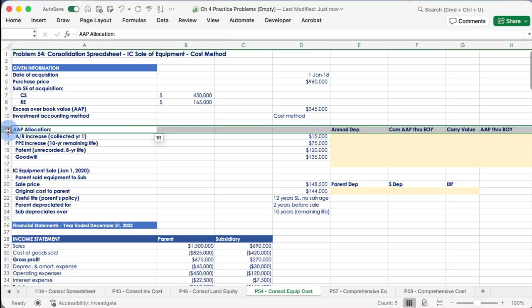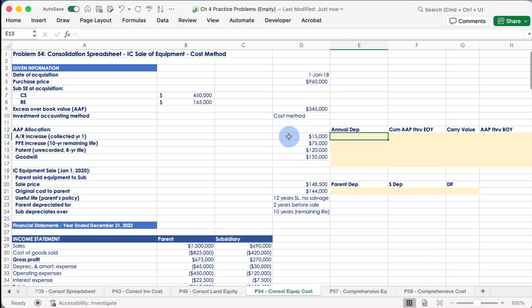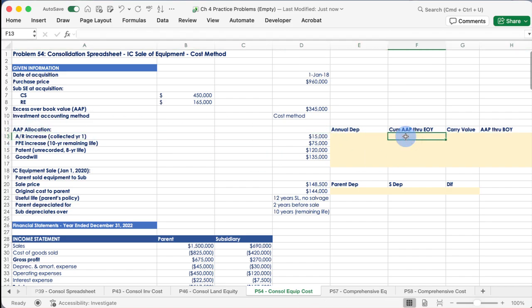We're going to start by just preparing our AAP information so that we have it ready. First we're going to get the annual depreciation for each of these items. The very first one, the accounts receivable, is a little bit odd because it's entirely taken care of in the first year. It says collected year 1. However, that's still included in our cumulative AAP. So we do want to pull that over, but it's not going to have an annual reoccurring depreciation. So I'm just going to leave this blank.